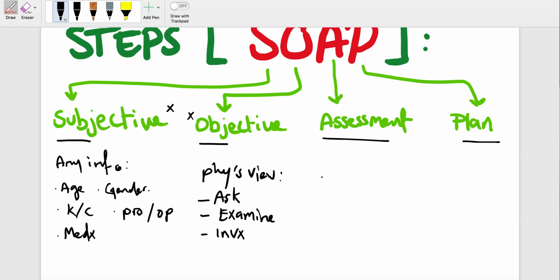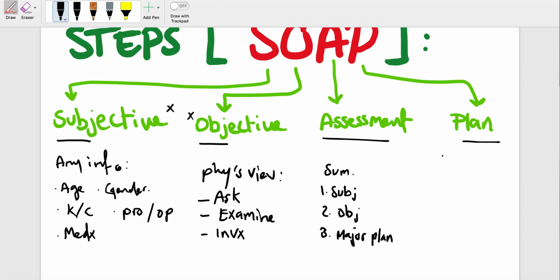The assessment is a summary, okay, of your subjective and your objective, plus the major part of the plan, okay? I mean, this patient is admitted for what exactly? Like if solved, your patient will be discharged home, okay? And we will see that.